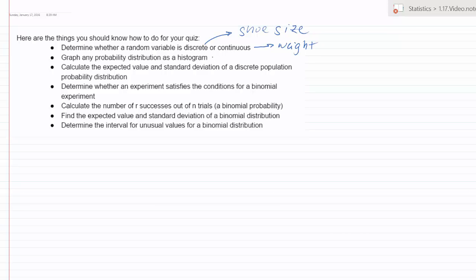So you also have to be able to graph any probability distribution as a histogram. It's likely that I will give you a table that has x values and frequencies. So let's say it was for the boredom tolerance test. The scores on the test were 0, 1, 2, 3, 4, 5. And I might tell you how many people who took the test in a given group got each score. So I'm just making these numbers up. But let's say this is the number of people who got 0, 1, 2, 3, 4, or 5 on this test.